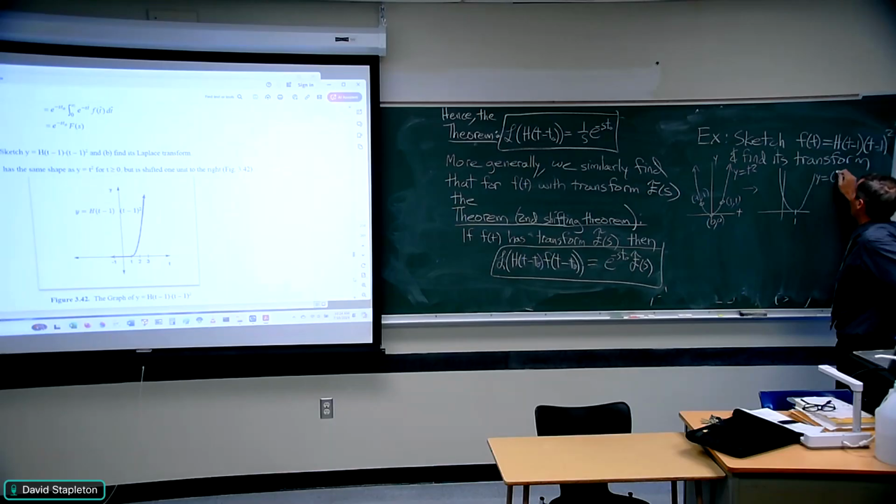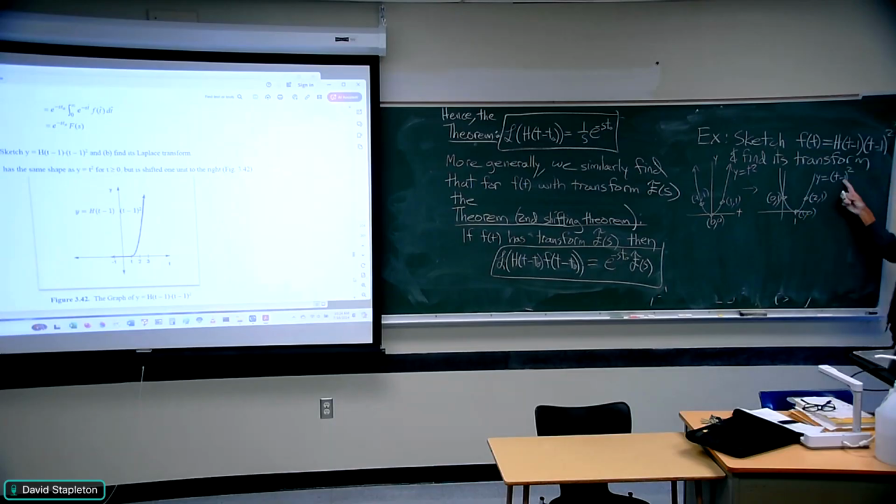Here's y equals t minus 1 squared. It's exactly the same shape, just moved over 1 unit. For each 1 greater, I get the same parabola. And now I just add 1 to every t coordinate: 1, 0, 2, 1, 0, 1, right? And that's y equals t minus 1 squared.